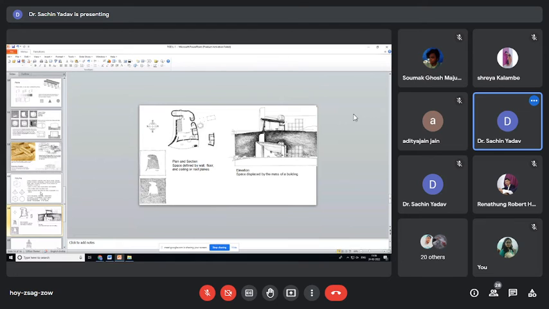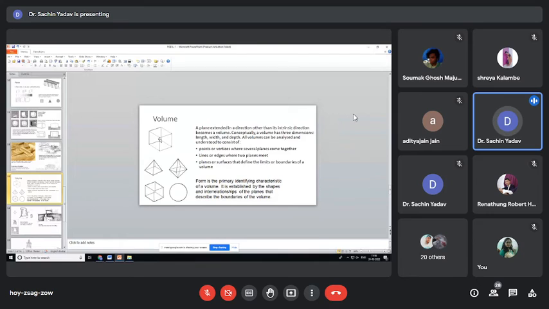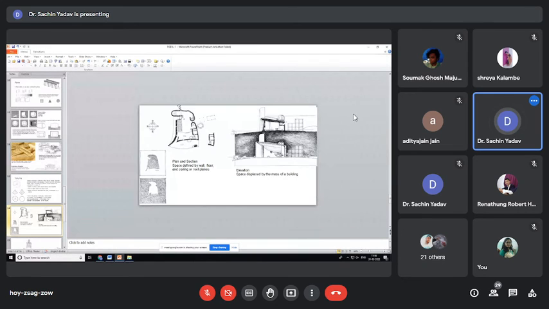So basically, the volume is defined by the points, lines, and different planes. The form of the volume is the primary identifying characteristic of the volume, the shape of the structure.